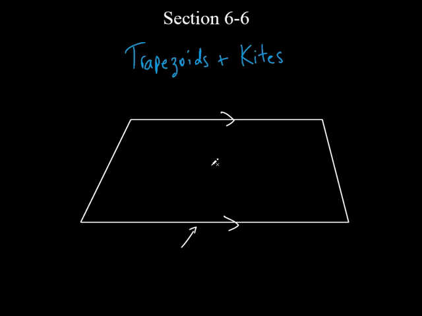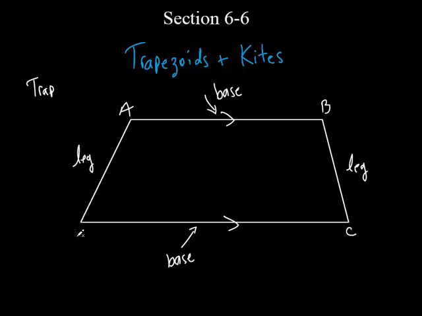We would call the two parallel sides the bases of the trapezoid. They say the non-parallel sides are called the legs. So this would be a leg and this would be a leg. Now, remember how we had a little symbol for parallelogram? We don't really have one for trapezoid. We'd probably just put trap.